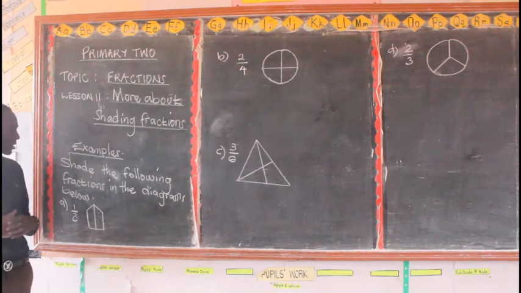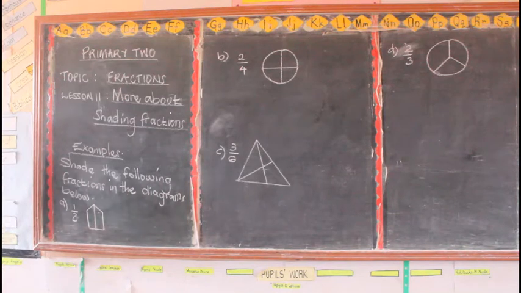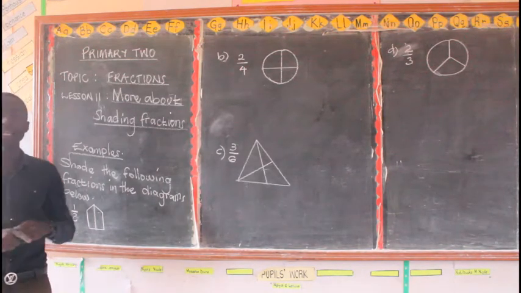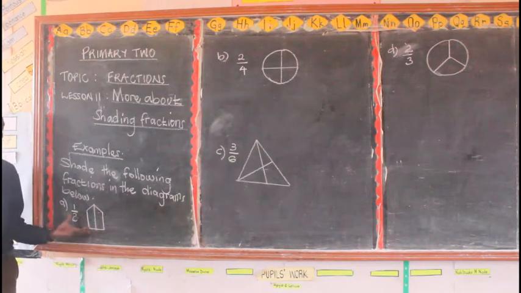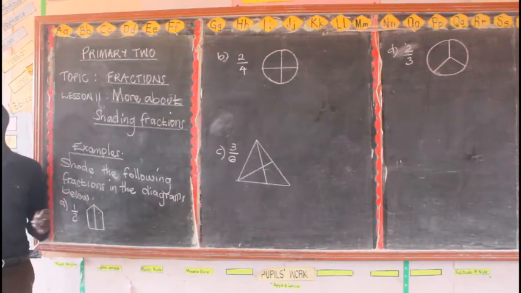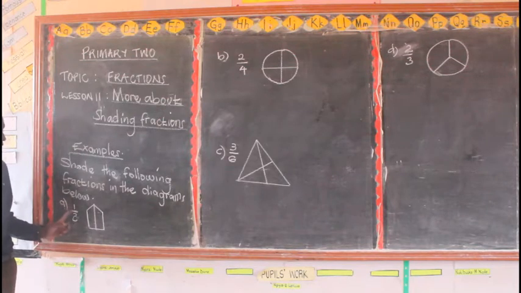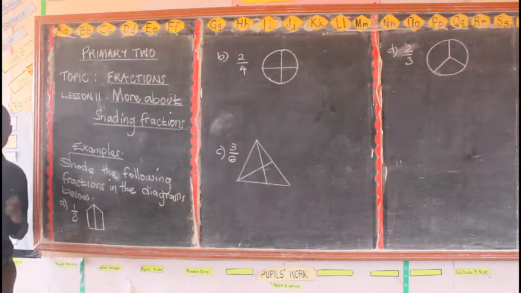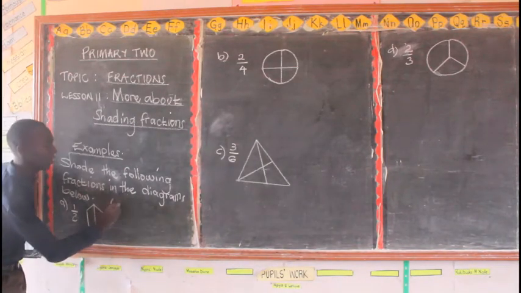Our first example says shade the following fractions in the diagrams below. Our diagram is here. How many parts does it have? 1, 2. It is having 2 parts. We are going to shade 1 out of 2, or we are going to shade a half. So it means that here we are going to shade 1 part.